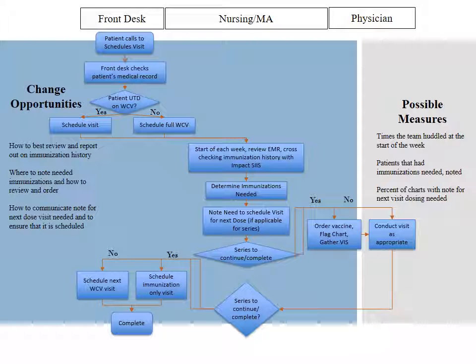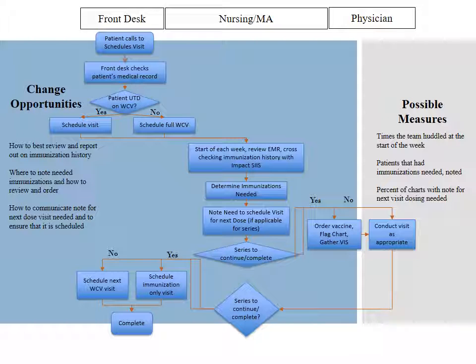What do we do about same-day appointments? Thinking about different ways that we can test change around this component. Where to note the needed immunizations and how to review and order those. What if a patient isn't up to date or there are discrepancies? What do we do? How do we convey that to the team or the providers that may see this patient?